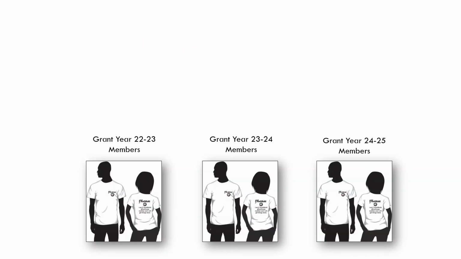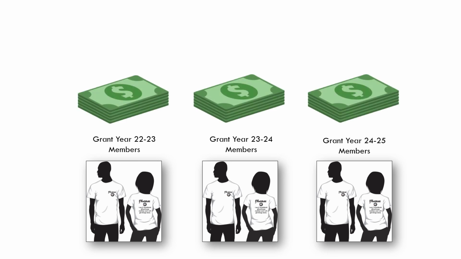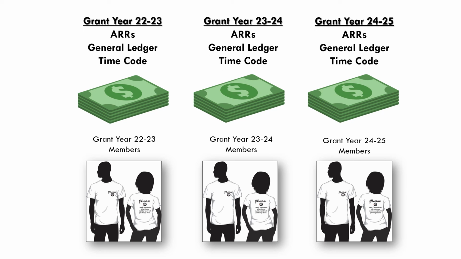So as members enter the program, they will be joining under different enrollment windows and different grant years. This will require your program to account for each grant year individually, and that spending should align with the activities related to those members. So this means submitting a separate AmeriCorps reimbursement request, or ARR, for each grant year, separate general ledgers, and timesheet codes for each grant year if staff are working on multiple grant years at once.